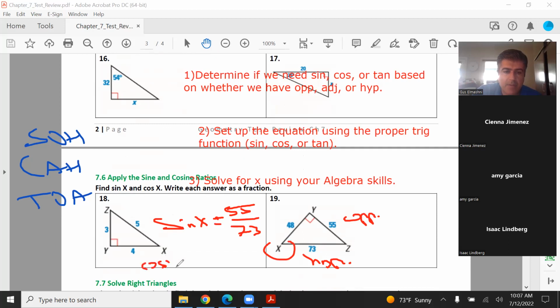Or cos of x. Cos of x is going to be adjacent over hypotenuse. So adjacent is obviously 48, so 48 over 73. That's all for that one.